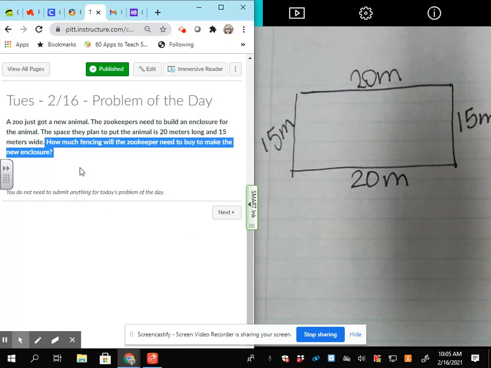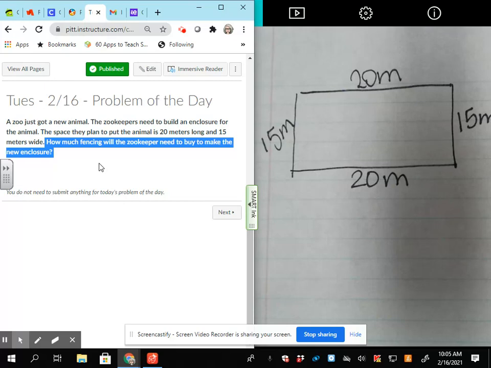Okay. The last part of our problem, let's refocus. I apologize, friends. How much fencing will the zookeeper need to buy the new, I gotta read that again. How much fencing will the zookeeper need to buy to make the new enclosure? 70. Okay, but instead of just shouting out, I need you to talk me through that. How in the world did you get to that number? Yes, sir, you tell me.